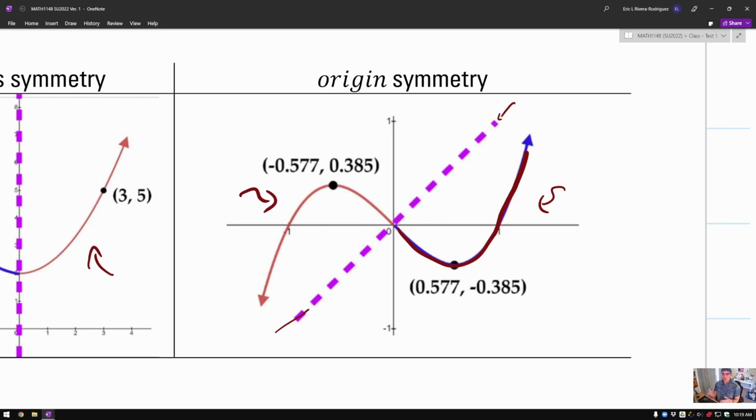As we start looking at different graphs and studying those graphics, you are going to start picking up those effects. They are not too important in our class. It's just something that you need to know. What is most important for our class is to know how to determine symmetry algebraically.